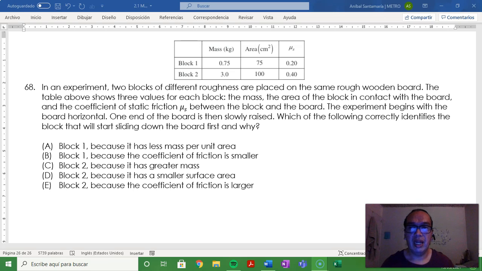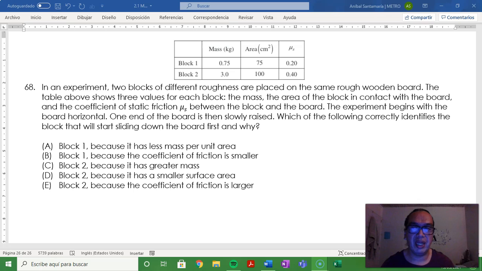68. In an experiment, two blocks of different roughness are placed on the same rough wooden board. The table above shows three values for each block: the mass, the area of the block in contact with the board, and the coefficient of static friction μs between the block and the board.